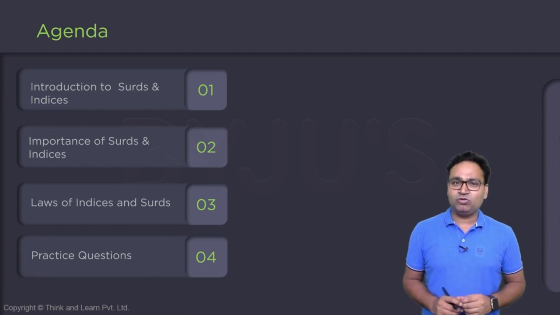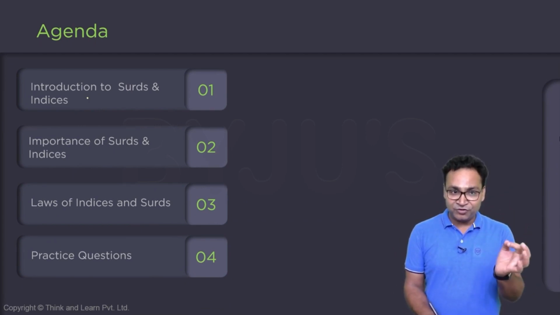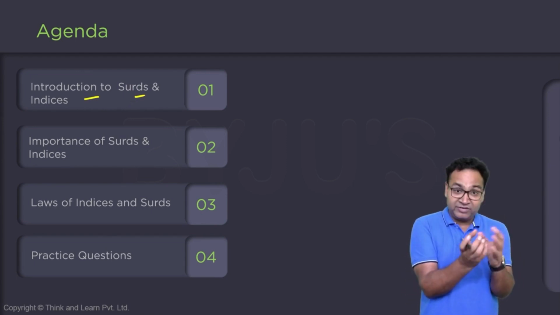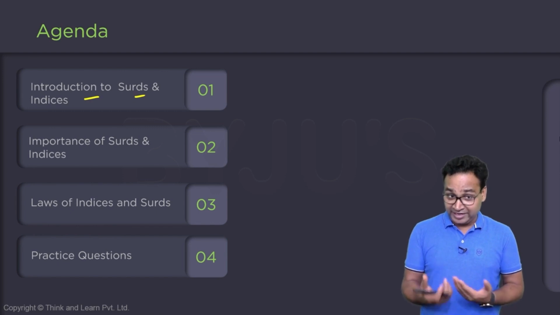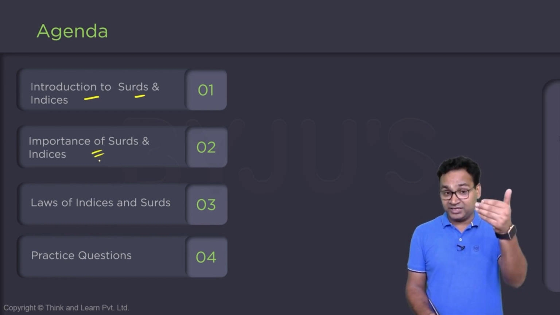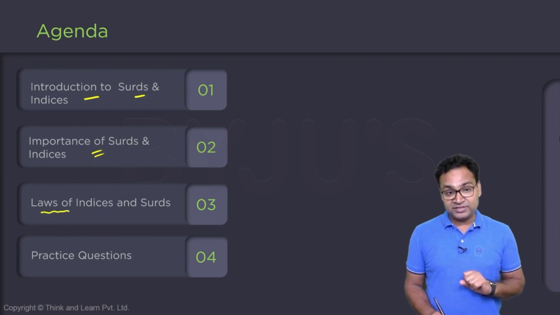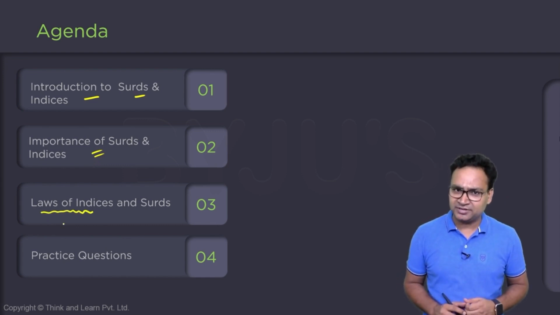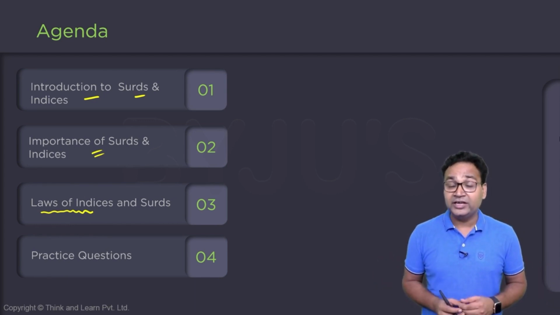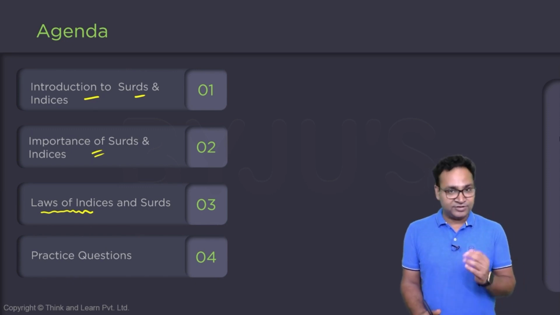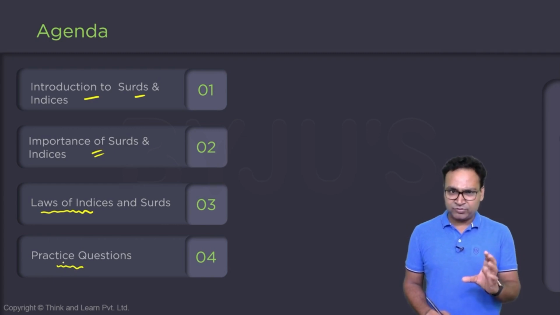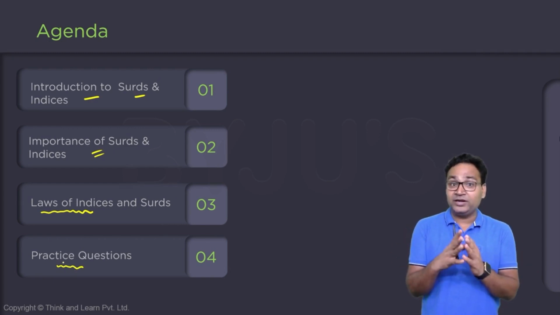I divided the overall session into 4 small parts. First, introduction to surds and indices. Let's understand what exactly is meant by the word surd or index or indices. Then we look at the importance of this, where all these things are applicable. Then there are some specific laws of indices and surds, as we have certain rules of multiplication, certain rules of addition, subtraction. We have certain rules for powers as well. Then we will do 2 or 3 practice questions to get an application part, to get an understanding of it.